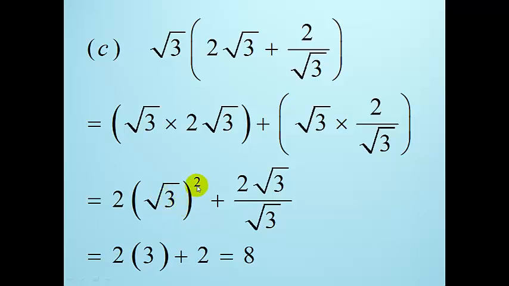Now (√3)² is equal to 3. And so we have 2 times 3 plus 2, because √3 will cancel √3 and we are left with 2. Now when we multiply 2 by 3, the answer is 6. And 6 plus 2 is equal to 8. This means that √3 times (2√3 + 2/√3) is equal to 8.